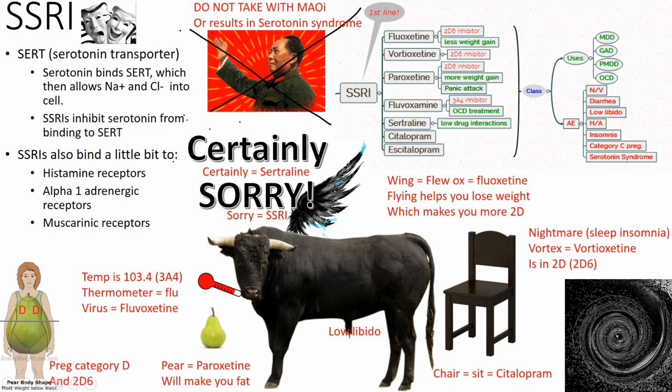SSRIs inhibit serotonin from binding to the SERT, which basically inhibits that from occurring. They also do some binding on these things as well. So here is the way that we're going to remember this.